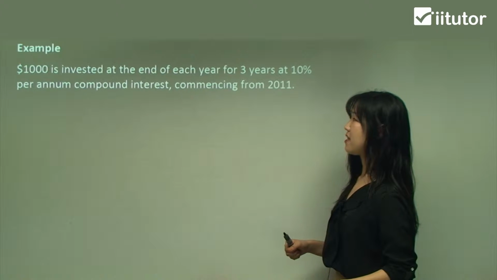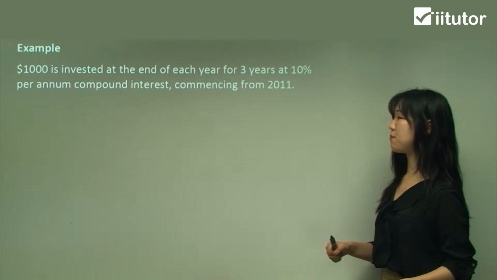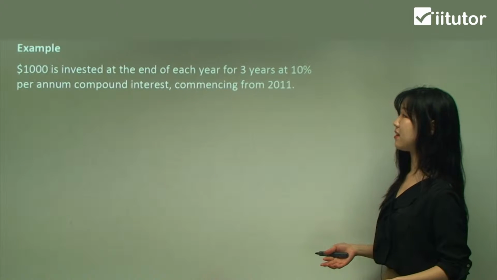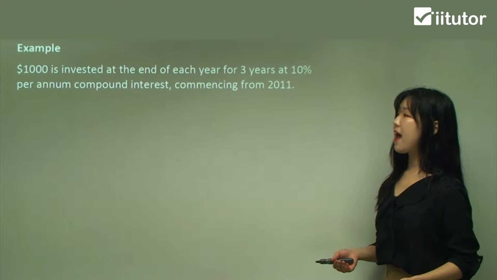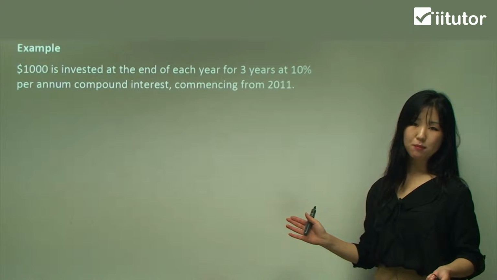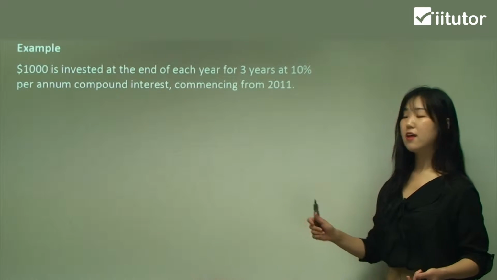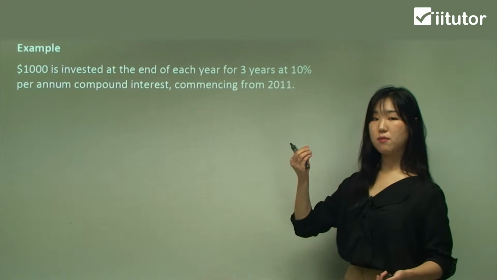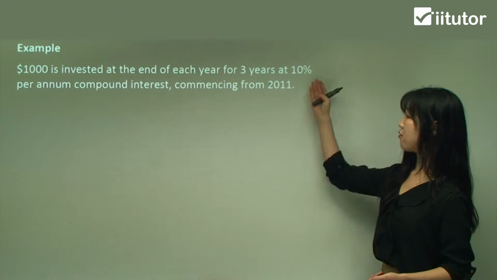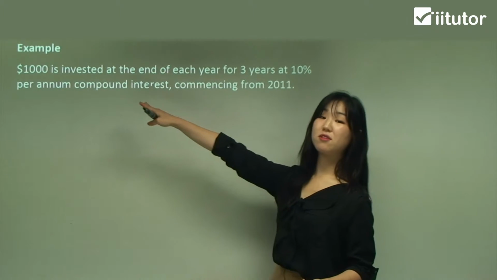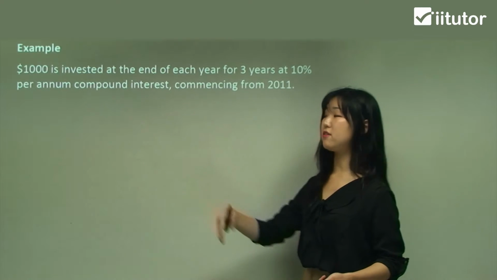$1,000 is invested at the end of each year for 3 years at 10% per annum, compound interest commencing from 2011. So we have a commencing date, but we don't really need that because we have our formula. We've got 3 years, that's going to be our period, and we've got 10% per annum, that's our interest rate, and we've also got how much is invested every year, $1,000.